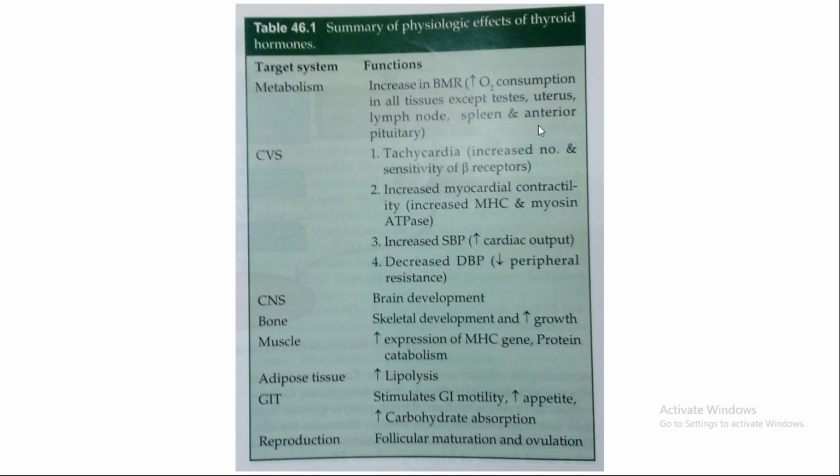The receptor for the thyroid hormone in the adult brain is almost absent. So this is the difference between the developing brain and the adult brain. In the developing brain, the receptors for the thyroid hormones are there, but in the adult brain, the receptors are almost absent. So this is the difference. Now we'll see, one by one, the functions of the thyroid hormone.